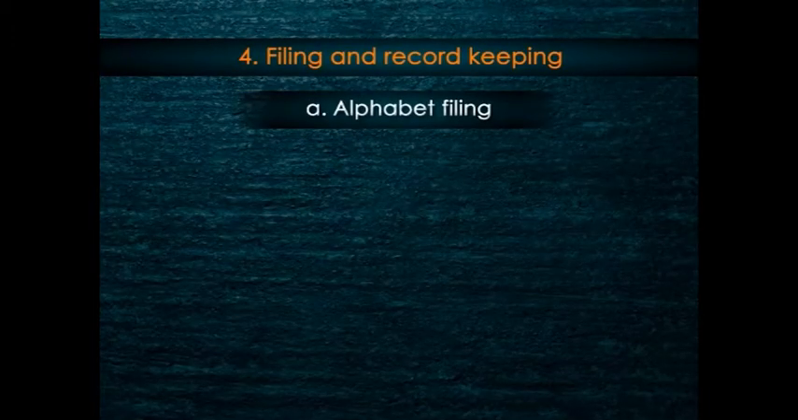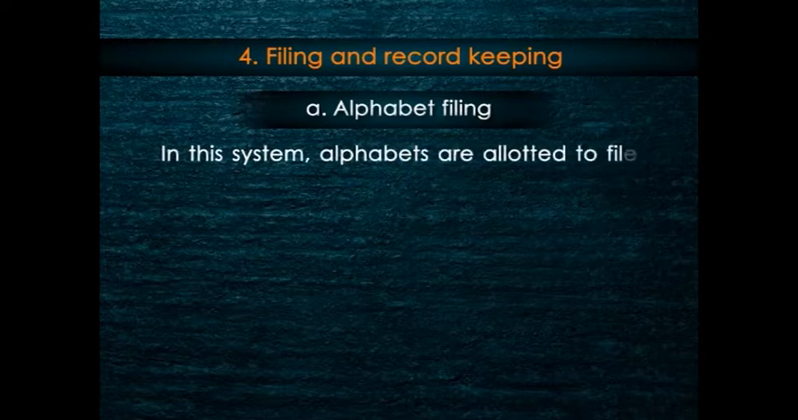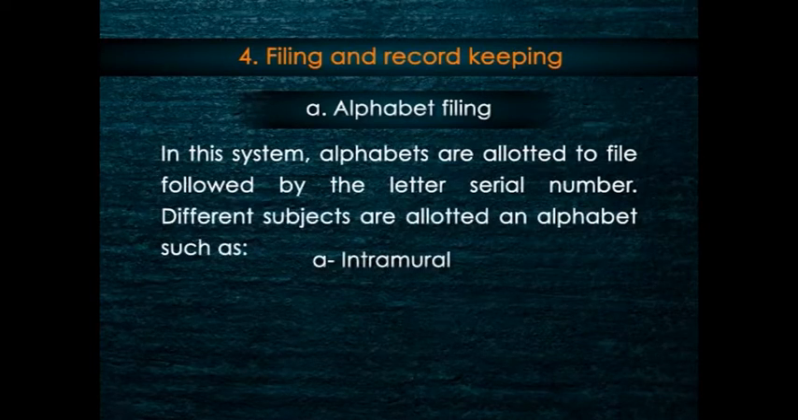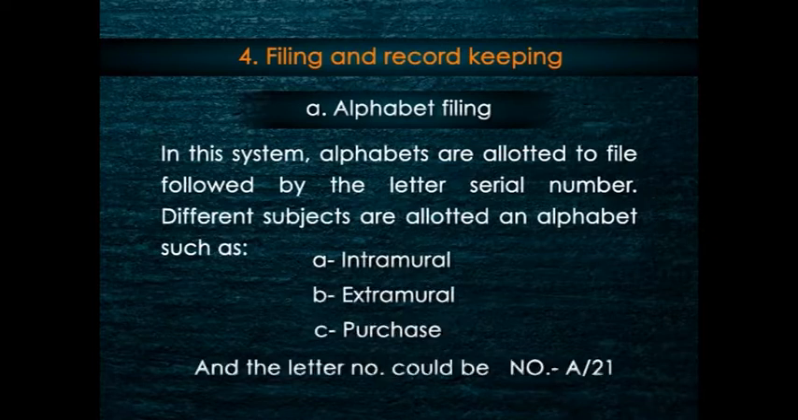There are 5 systems of filing. A. Alphabet filing. In this system, alphabets are allotted to files, followed by the letter serial number. Different subjects are allotted an alphabet such as A. Intramural, B. Extramural, C. Purchase, and the letter number could be A/21.